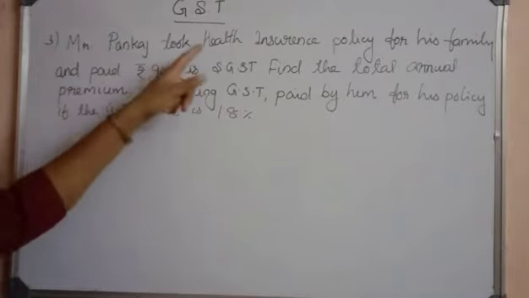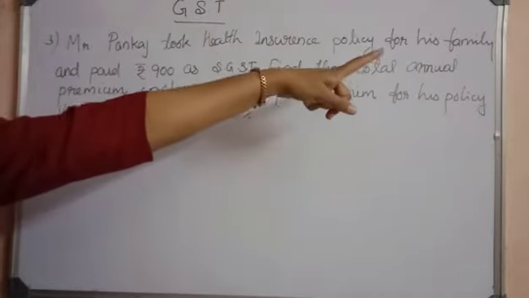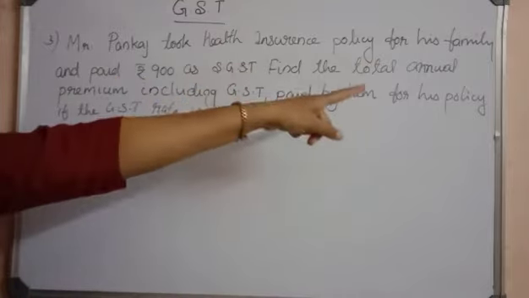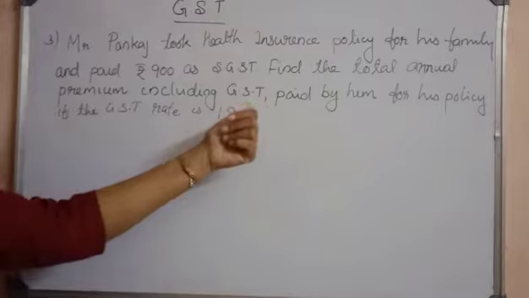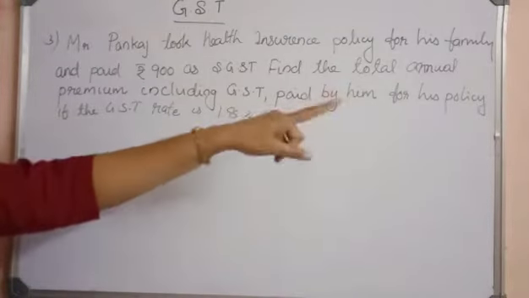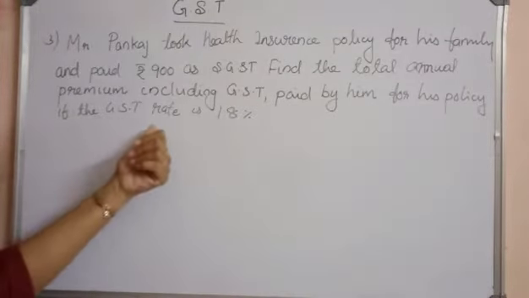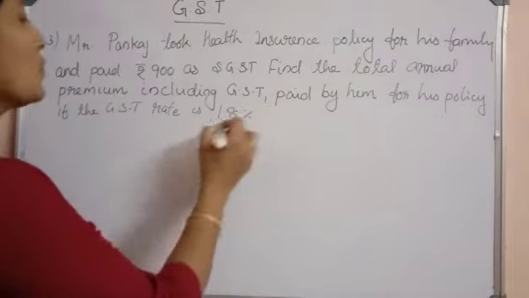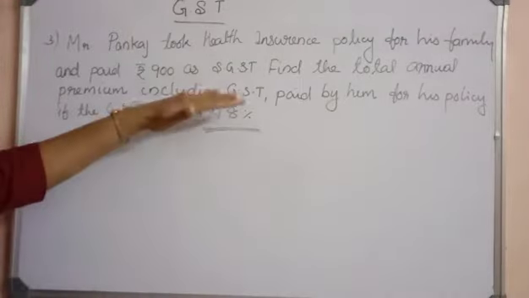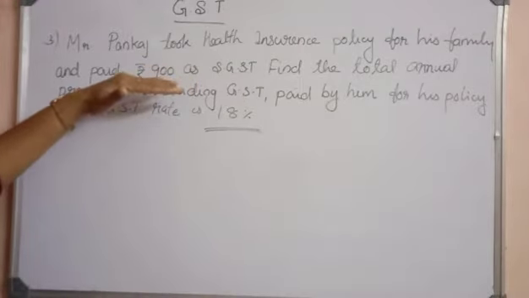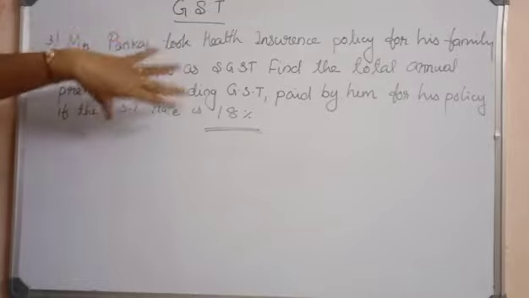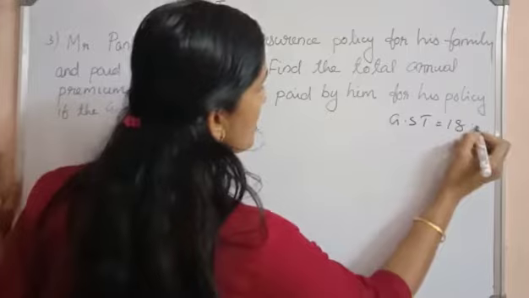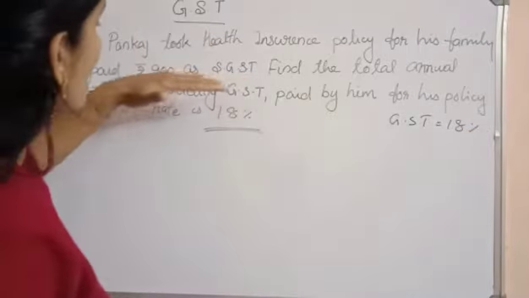Mr. Pankaj took a health insurance policy for his family and paid rupees 900 as SGST. Find the total annual premium including GST paid by him for his policy if the rate of GST is 18%. This is the question. So here it is given that the SGST paid by him is rupees 900. The GST rate is 18%.